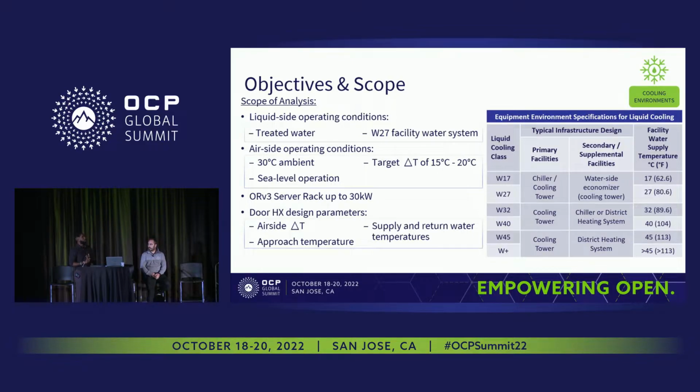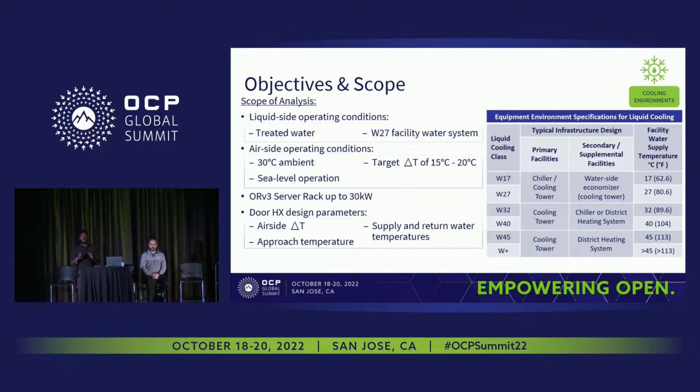The table on this side, we included that for people who are not familiar with W classes of ASHRAE. So for instance, for a W17 class, you would have water temperatures below 17 degrees Celsius, so everything below that will fall into the W class.